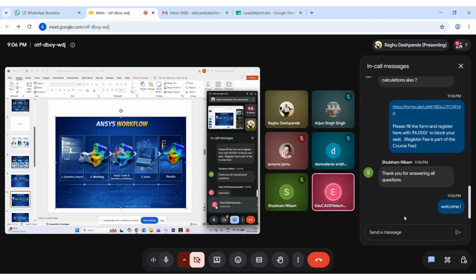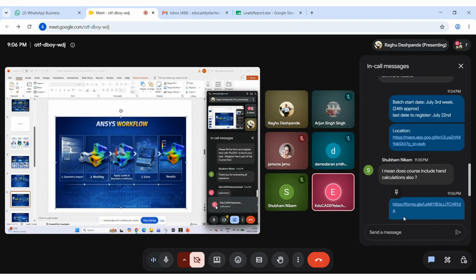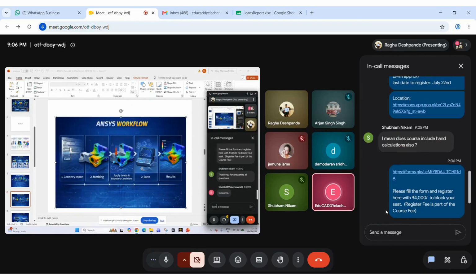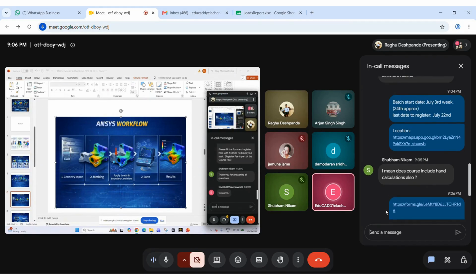Okay, so I have dropped in my number here, and if anybody wants to visit us, you can come down to our location. It's in JP Nagar, Bangalore. Otherwise you can contact me or Jamuna for the registration process. The batch is going to start by the third week of July, probably by 23rd or 24th of July. The last day to register would be 22nd of July.